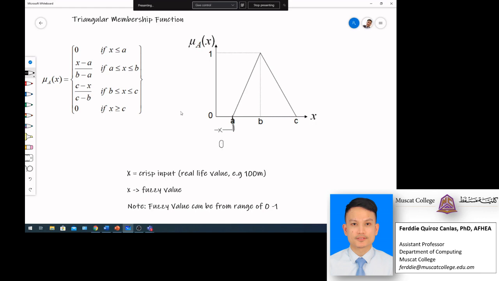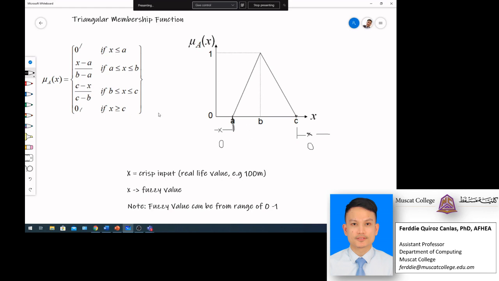Same thing here. If my x is located here, from here up to this portion, automatically the value of my x will be 0. You have to remember that. So if my x is greater than or equal to c, it will get a 0 value as per the rule here. Now if our value is inside the triangle, let's say x is within the triangle here, then you have to use one of these rules.